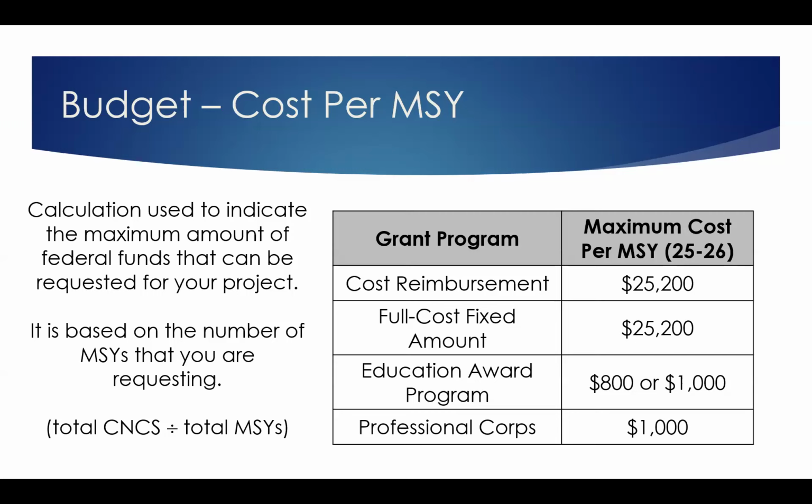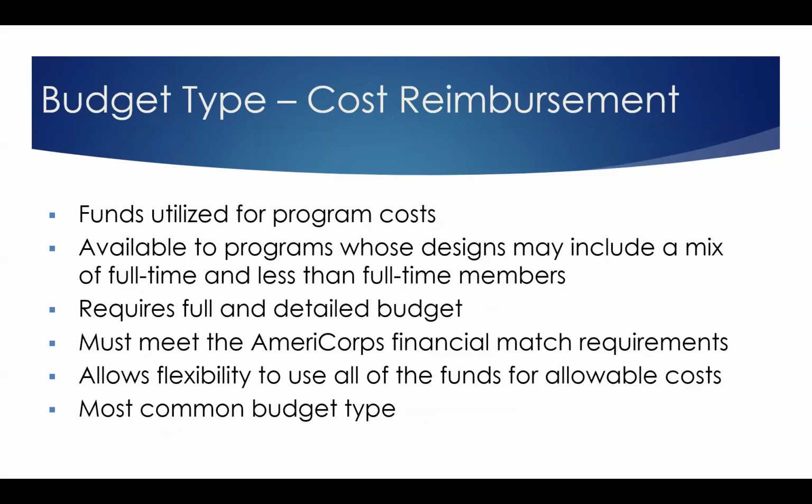So the maximum cost per MSY for each grant type are as follows. Cost reimbursement for the 25-26 program year is $25,200. Full cost fixed amount is $25,200. Education award programs are $800 or $1,000, and professional corps are $1,000. Let's look at each of those. And most common is cost reimbursement.